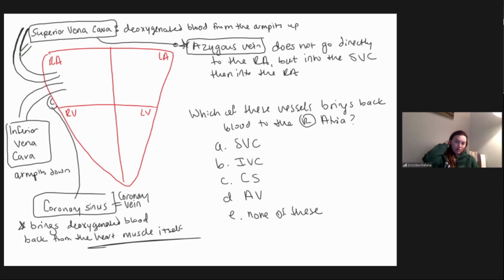All right, so let's answer this question. Which of these does bring back blood to the right atria? And remember, this is not a select all that apply question, so you can only select one answer.